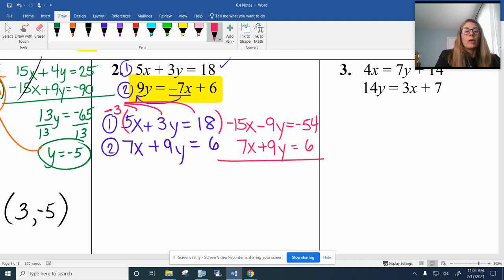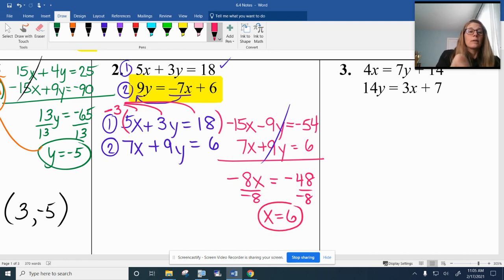And now I'm going to add up my two equations, eliminating my 9y and my negative 9y. So now I have negative 8x equals negative 48. And then I can finish solving for x by dividing by negative 8 and getting x equals 6.